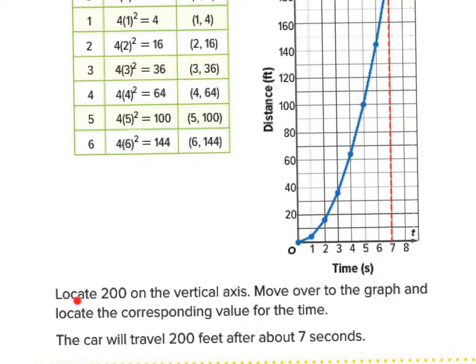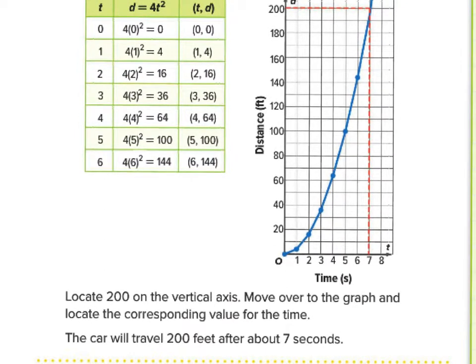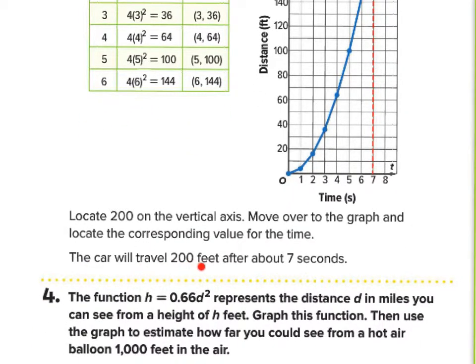So to locate 200 on the vertical axis, we go right here. All right, there it is. We locate 200. Move over to the graph and locate the corresponding value for that time. So when we do that and we find it, we drop straight down and we see that it would take 7 seconds to travel a distance of 200 feet. So these types of functions can help us predict distance over time, right? So the car will travel 200 feet after about 7 seconds.